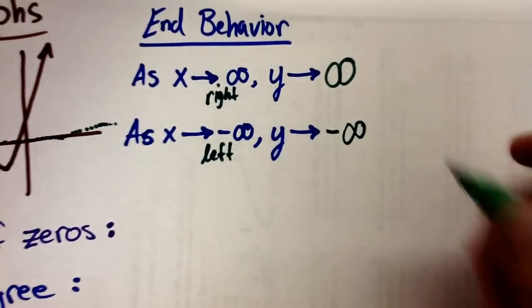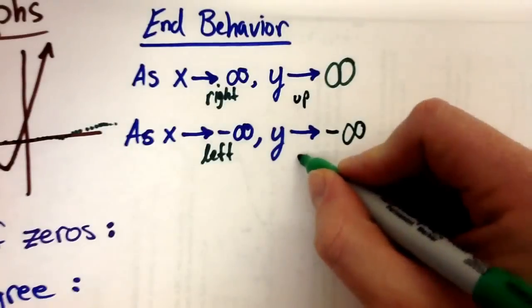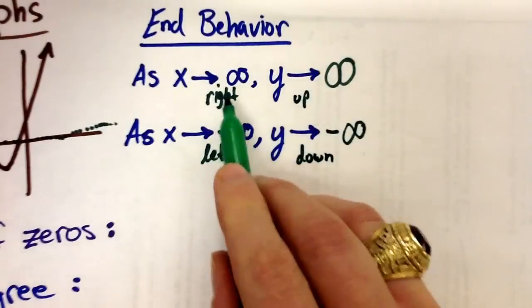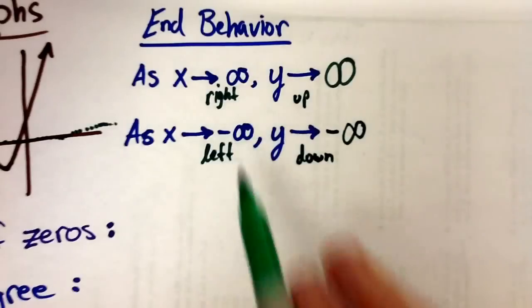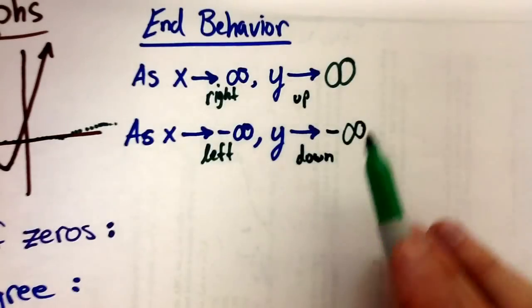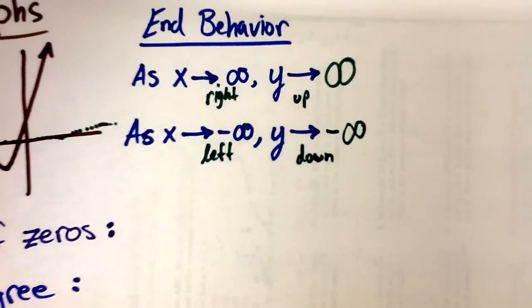Okay. So this is an up-down question. The domain part is a right-left question. Instead of saying right or left, we say infinity or negative infinity. Instead of saying up or down, we say infinity, negative infinity. That's how you have to answer them.